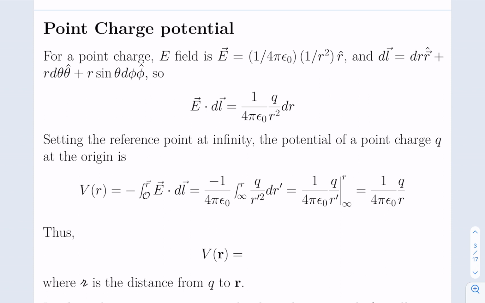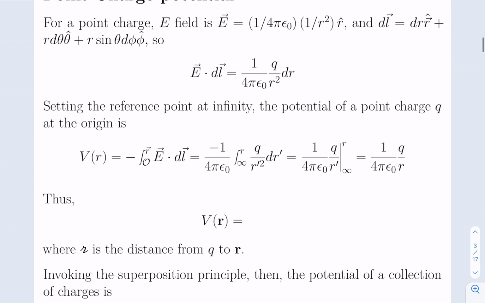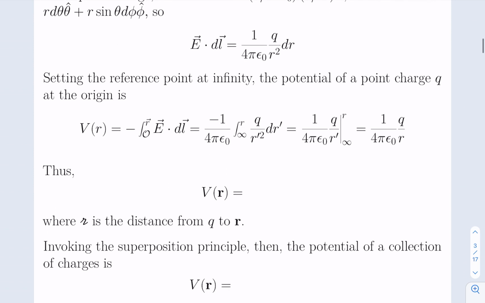And because here evaluating 1 over r at infinity is 0, there's only one term left. That's the beauty of setting the reference point at infinity to be 0. That actually simplifies the expression of this potential.